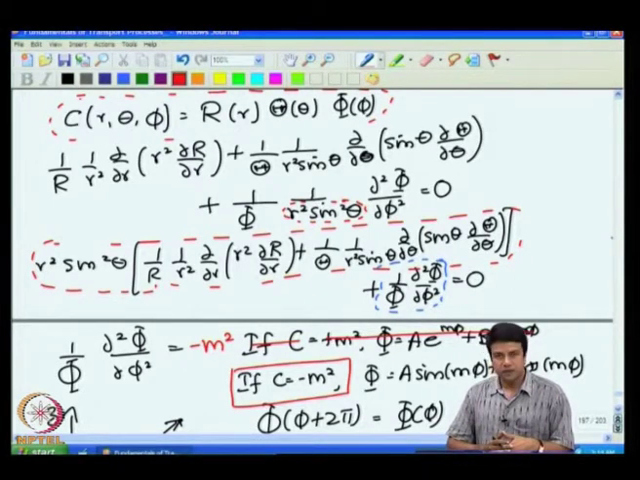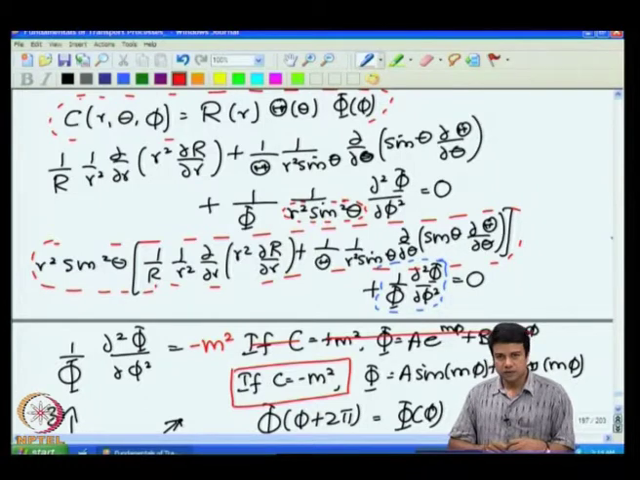And since one term depends only upon r and theta, and the other term depends only upon phi, both of these individually have to be constants. Otherwise, I could change phi, keep r and theta constant, and only one term would change. The equality will no longer be satisfied. Therefore, I separated it out into two parts. One depends only upon r and theta, the other depends only upon phi.